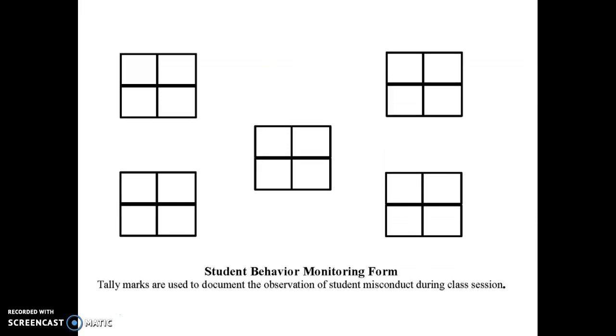The last form of data collection was the student monitoring form, and this form basically resembles the classroom setup. There are basically 5 groupings of students in the class, and I tallied each time I observed misconduct from a student in the classroom, and this was totaled. You'll also see how this data looked later in the presentation.